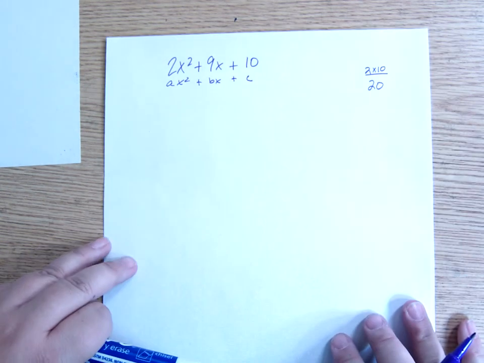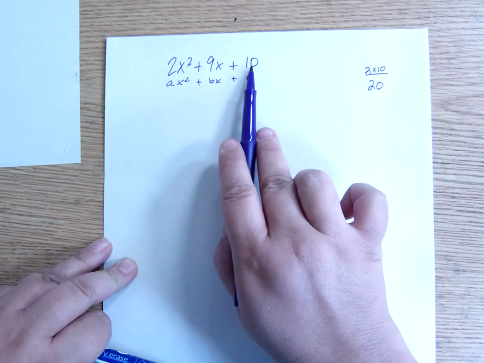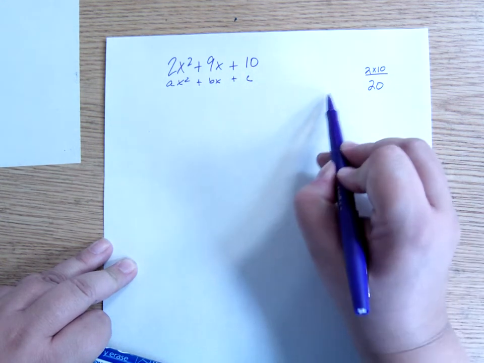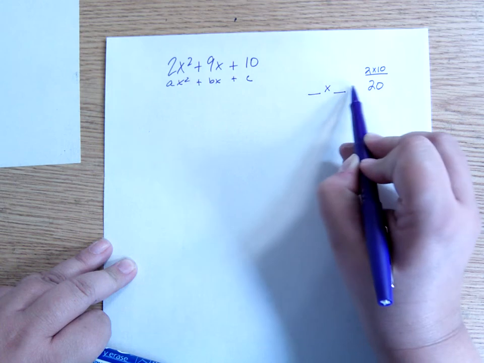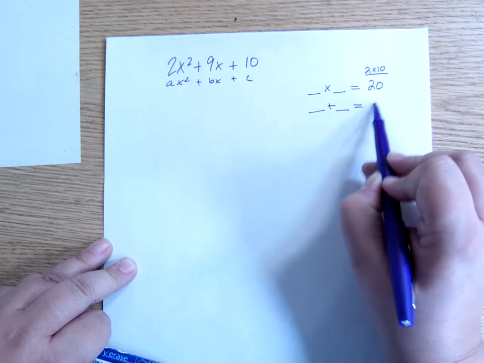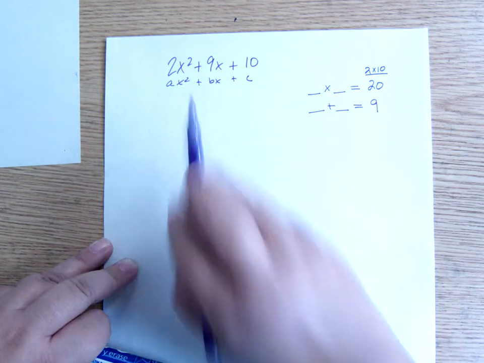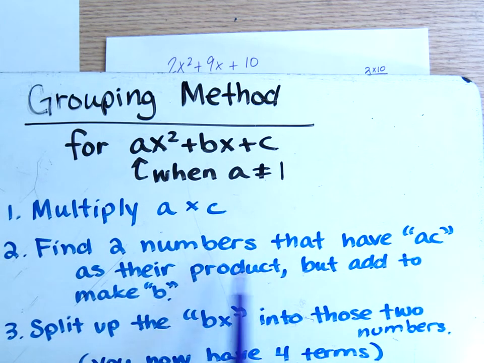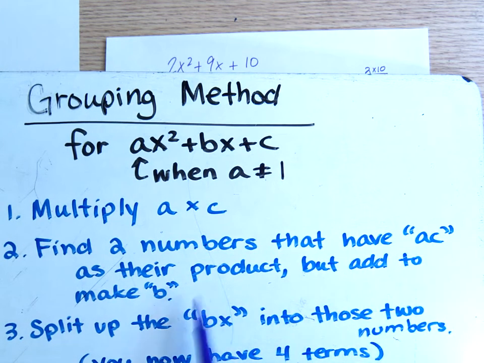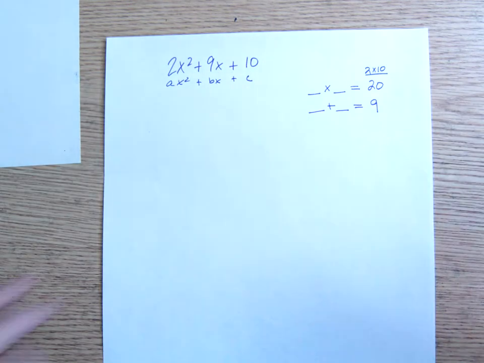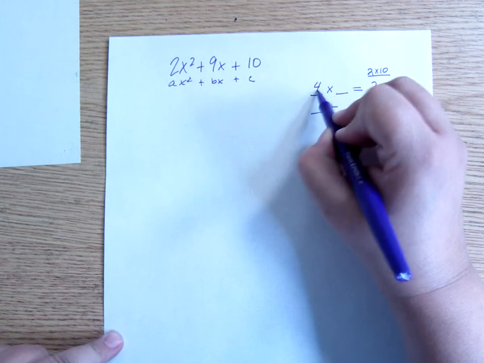Now, instead of finding 2 numbers that multiply to get 10, I find 2 numbers that multiply to get that. So find 2 numbers that multiply to give you 20, and the other part is the same. They have to add to give you 9. So it still adds to give you the middle number, but this time they multiply to give you that a times c. So find 2 numbers that have ac as their product, but add to make b. When I found those 2 numbers, they are 4 and 5.